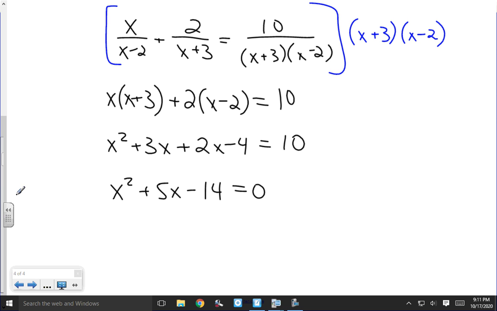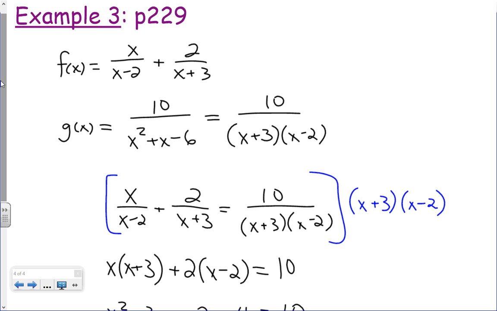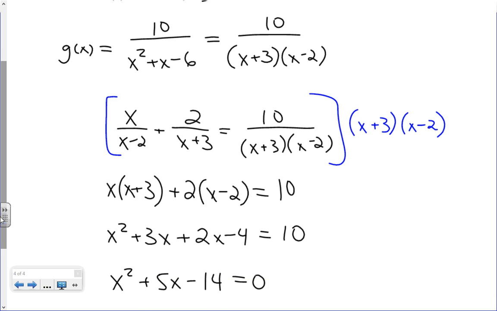So one thing I did not do, that I better go back and do, is I didn't consider my domain here on this original equation. Oops, it was right here. Notice that I can't have x equal to 2 because of these two guys. So x cannot be equal to 2. And it can't be equal to a value of negative 3 because of these guys here. So x cannot be equal to negative 3.